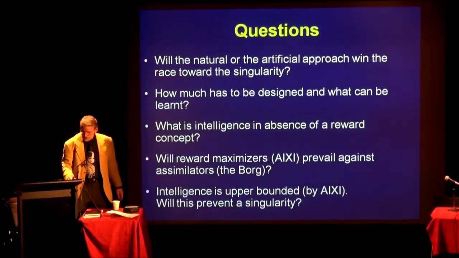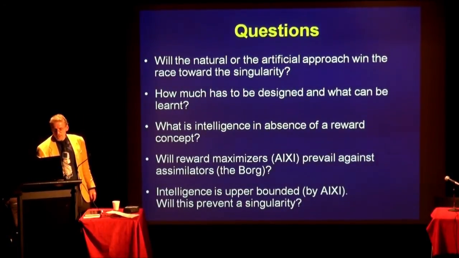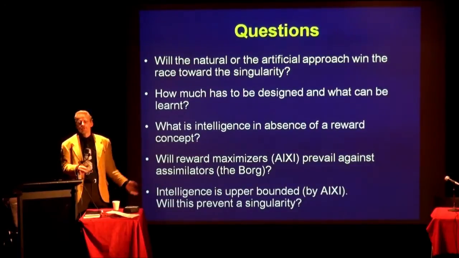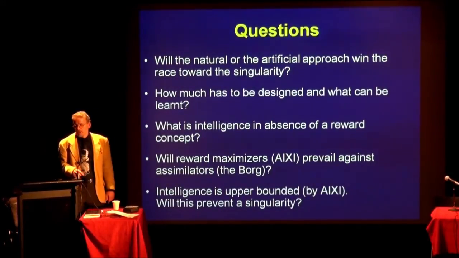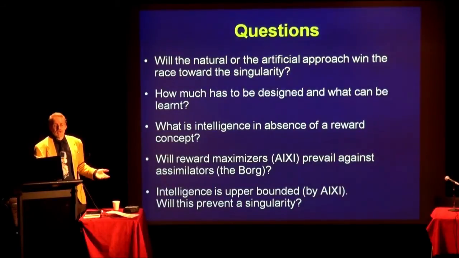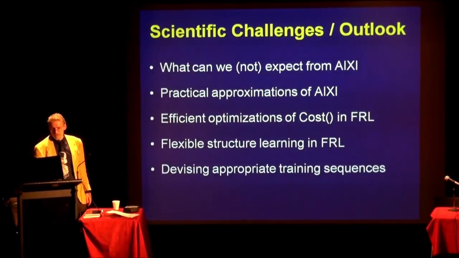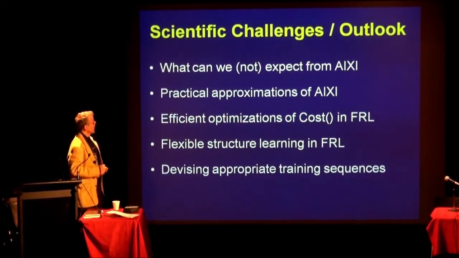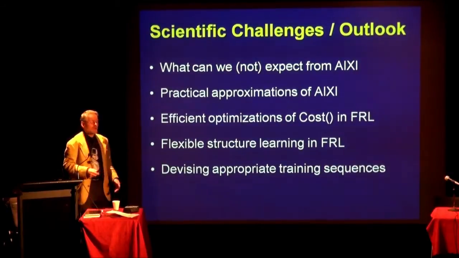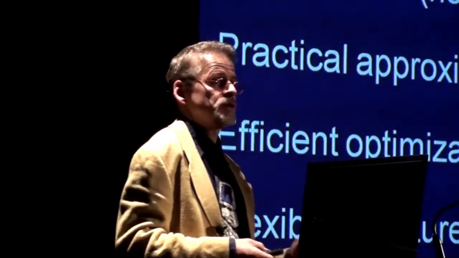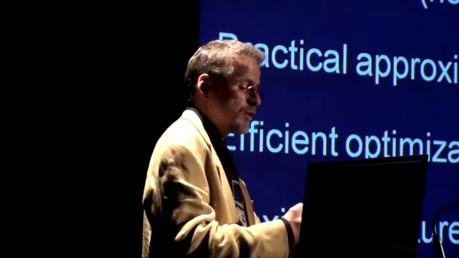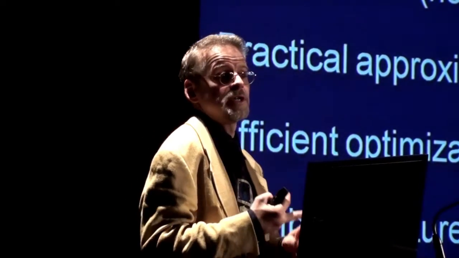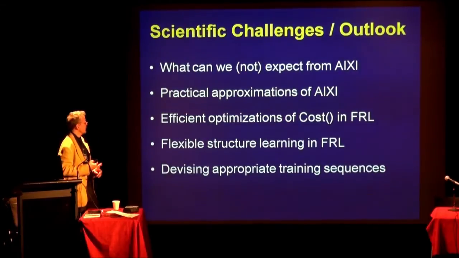Well, there are some generic questions, which I think I can skip. Is this the right approach, or should you take the neurobiological approach, or should you combine it? Will reward maximizers like IXC be benevolent or dangerous? And all these questions can be asked, and some of them have been answered. And there are lots of scientific challenges, of course. We need better practical approximations. One is to get faster hardware, of course. In 30 years, we will have much faster hardware, but it will not help yet. IXC is incomputable, and the current approximations are too primitive. So there's still research to do, rather than just waiting for faster hardware.